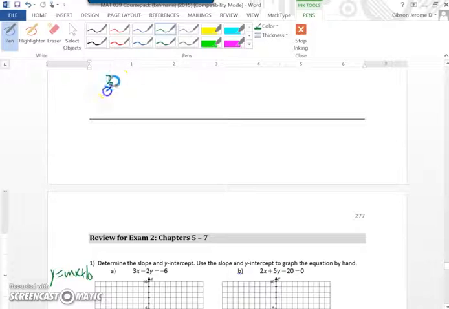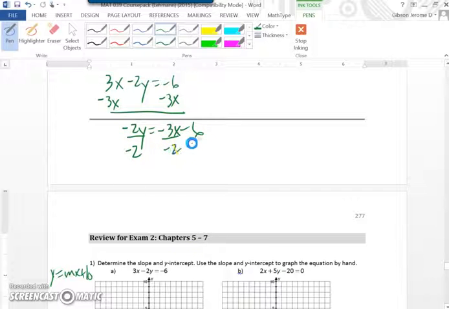So I'm going to write the problem here, 3x minus 2y equals negative 6. Now our objective is to get y by itself. So we will subtract 3x on both sides, and we will have negative 2y is equal to negative 3x minus 6. Now we divide each individual term by negative 2, and then y would be a positive 3/2 x plus 3. Now, this is slope-intercept form. Does anyone have any questions?